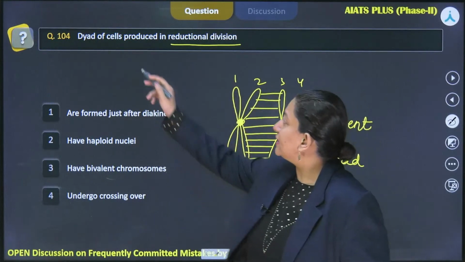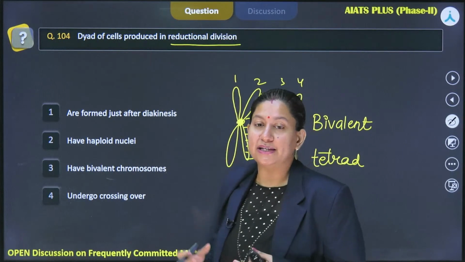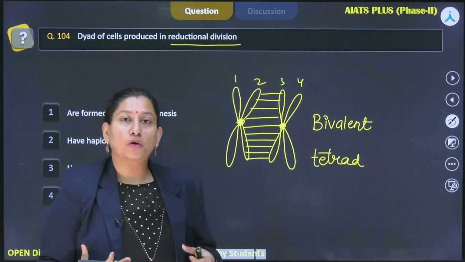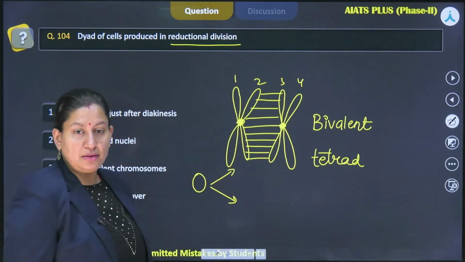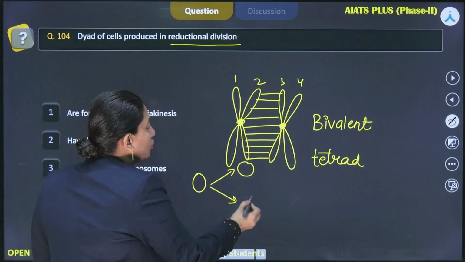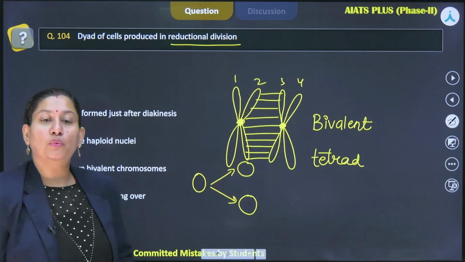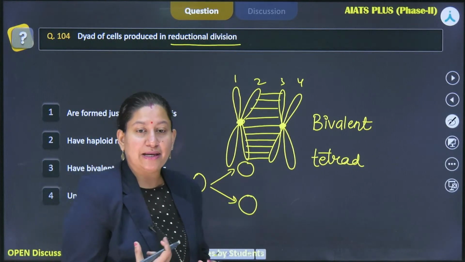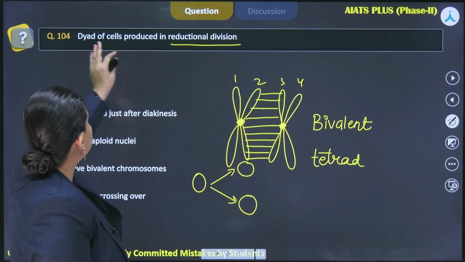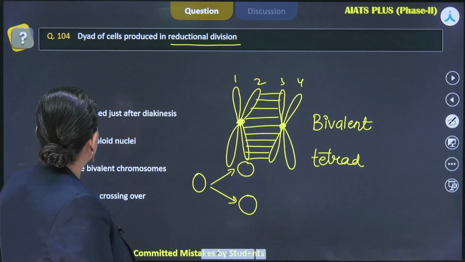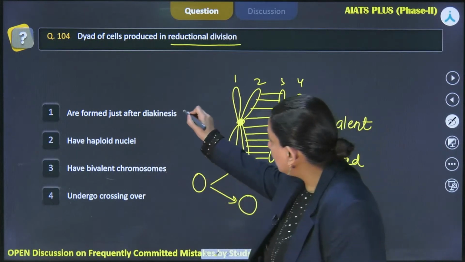So the next one says reductional division, that's meiosis. Then dyad of cells. Dyad of cells means there will be the formation of two cells. As I've told you, when meiosis 1 is completed entirely, we'll be having two daughter cells with reduced ploidy already. These will be considered as dyad of cells. The name itself suggests dyad means two. So they are saying that a dyad of cells produced in reductional division, first, is formed just after diakinesis. So we could rule out this option.